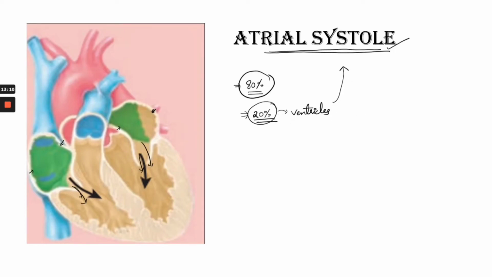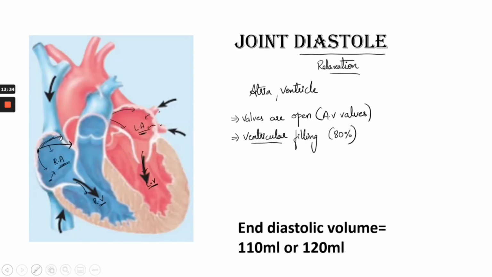Now, the total blood present inside the ventricles is approximately 110 to 120 ml, which is collected inside the ventricles after joint diastole. That is the reason we call it the end diastolic volume, 110 to 120 ml. So after the completion of joint diastole, 110 to 120 ml of blood is present inside the ventricles, which is considered the end diastolic volume.